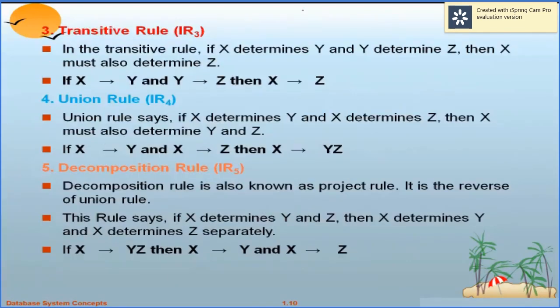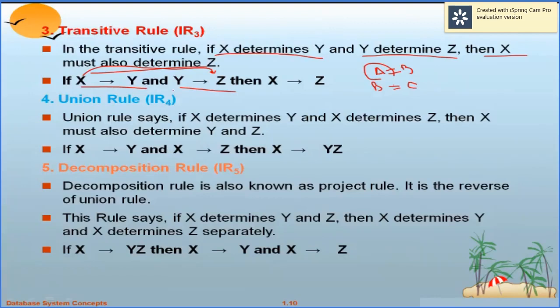Next one is the transitive rule. So what is this transitive rule? Say if x determines y and y determines z, then x must also determine z. This is very similar to something you write: a is equal to b and b is equal to c, and obviously a is also equal to c, isn't it? The same way, if x is determining y and this y is determining z, then obviously x should also determine z. So this is the transitive rule, or inference rule number 3.